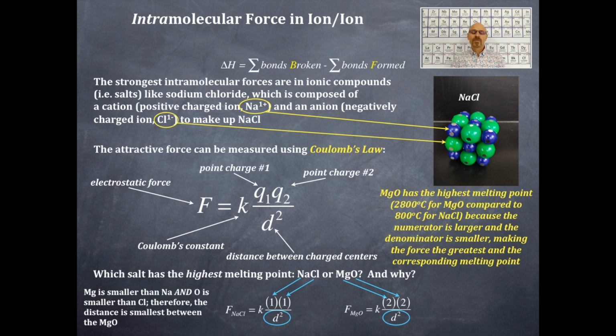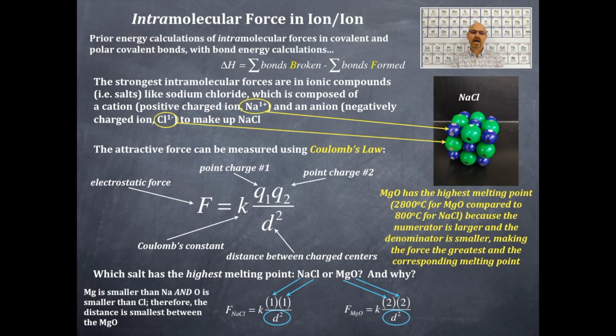Hopefully you remember this here at the top of the screen. Delta H, the change in enthalpy, is equal to the sum of the bonds broken minus the sum of the bonds formed. We have talked about this before, and that is your best friend. That's the B and the F, best friend. So a prior energy calculation of intramolecular forces in covalent and polar covalent bonds, we have done that before, and you can do that same thing, and it does correspond to the values that you get for Coulomb's law. So that's another verification of Coulomb's law.